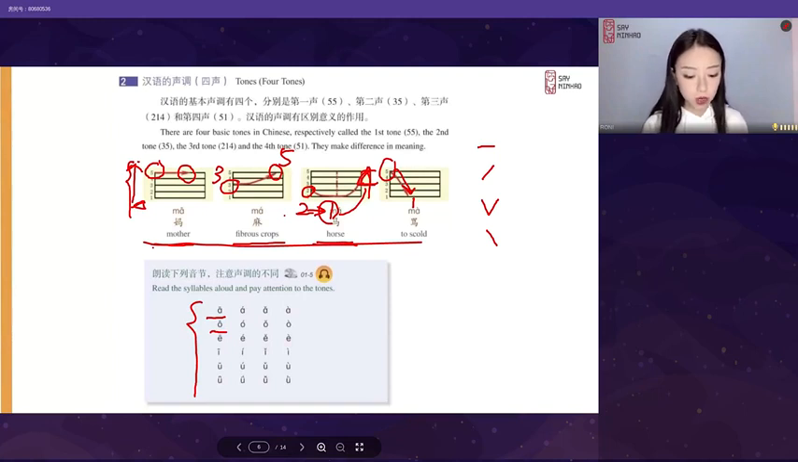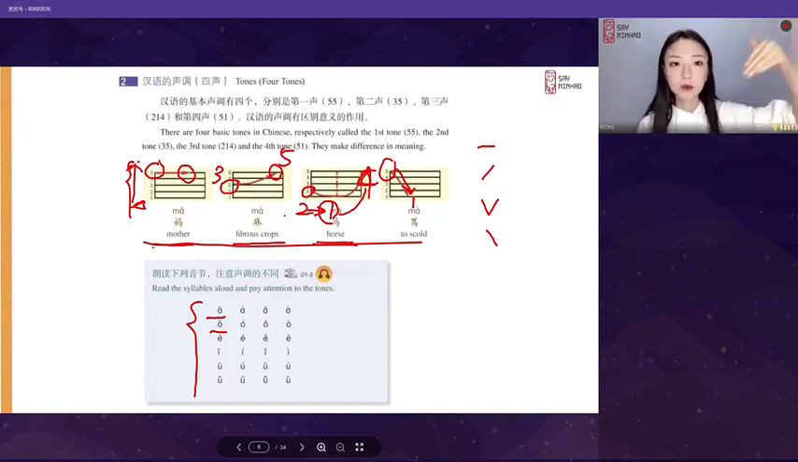Okay, u, try to read it. First tone, u, level and flat. Second tone, u, rise up. And third tone, u. And fourth tone, u.